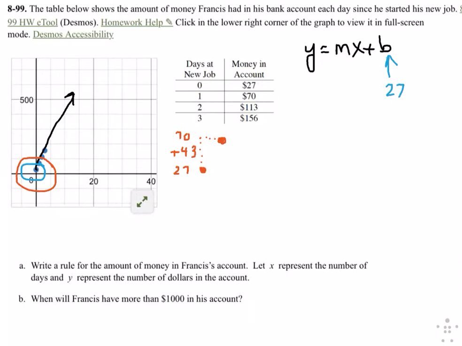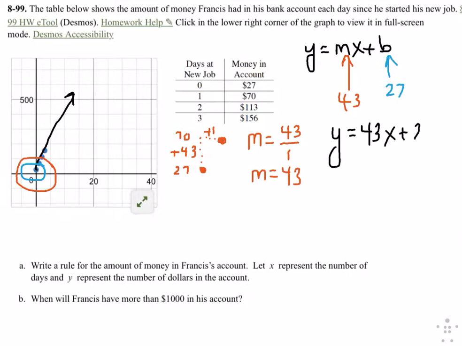And then in the x direction, it went from 0 to 1. That's easy, right? So that's plus 1. So the slope comes out to be the change in y, 43, over the change in x, which is 1. So the slope is 43. So now we know the slope is 43, and the equation of the line is quite easy to write. We know it's y equals 43x plus 27. So there's the answer to A.